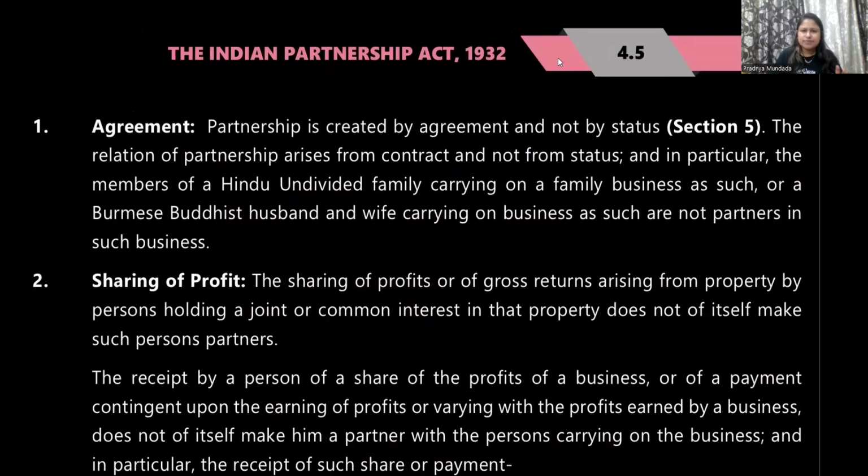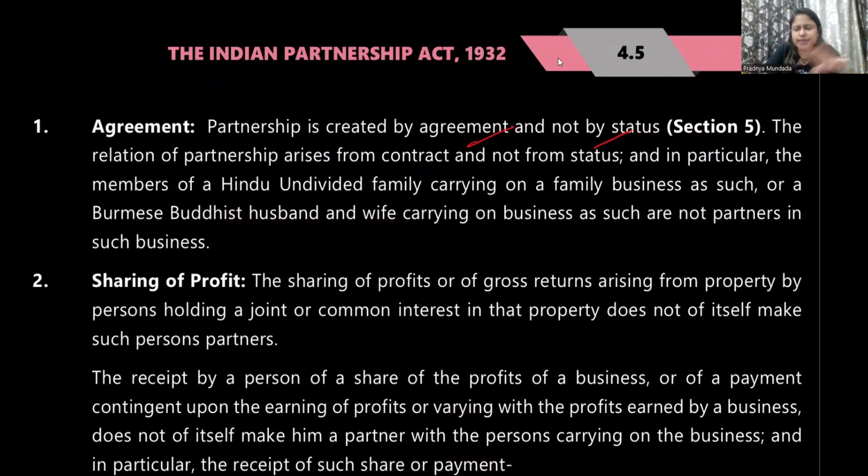Now, what is agreement? Again, the same thing they have told here. Partnership is created by agreement and not by status. What do you mean by this? Listen to this carefully. If you look at Hindu undivided family, a joint Hindu family business, basically what happens is, if you take birth in that family, the moment you take birth, you are a member of the HUF. So tell me, after your birth, did you enter into an agreement and become a member of HUF? Or because you were born in that family, you became a member? The idea is, because you took birth, you became a member.